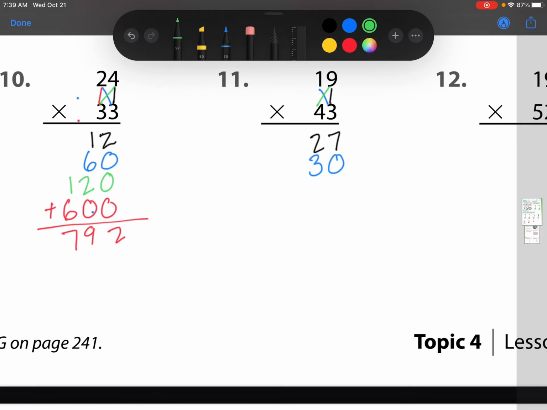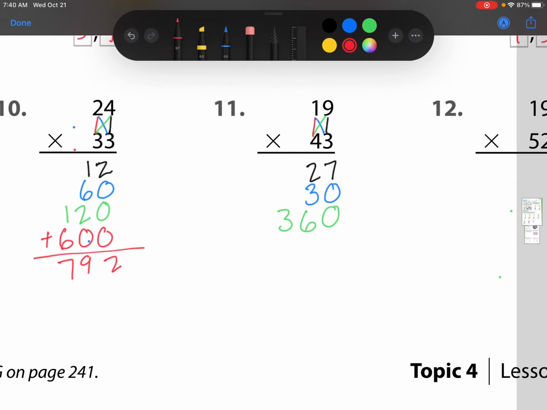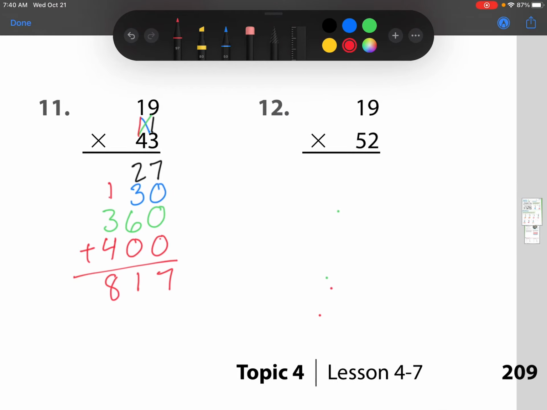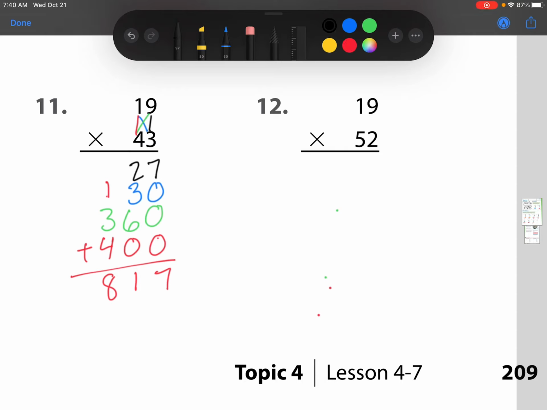Going to my next one, 40 times 9. We'll add that 0 from 40. And then 4 times 9 for my basic math fact is 36. My last one is 40 times 10. So I add the 0 from 40. I add the 0 from 10. And I have 4 times 1 is 4. Add these up, and I get 817.